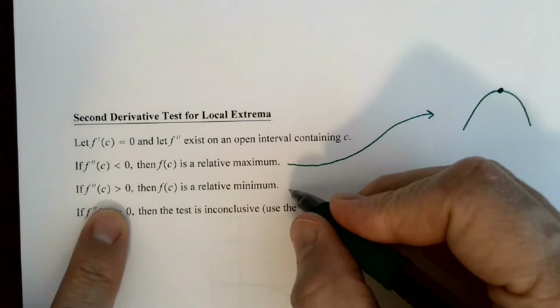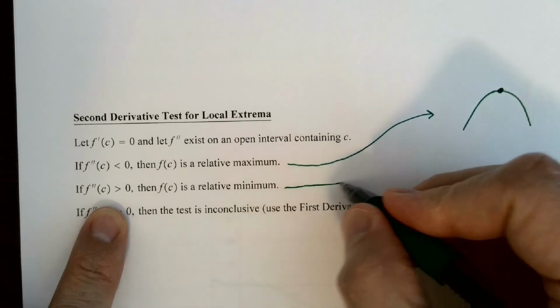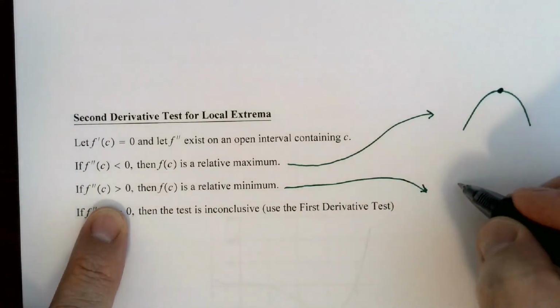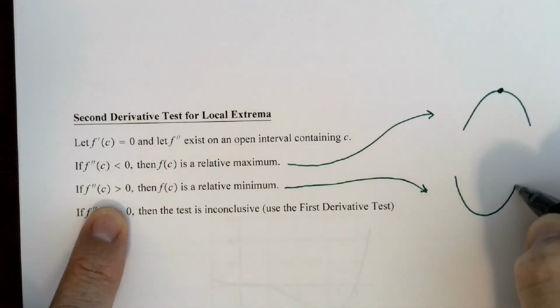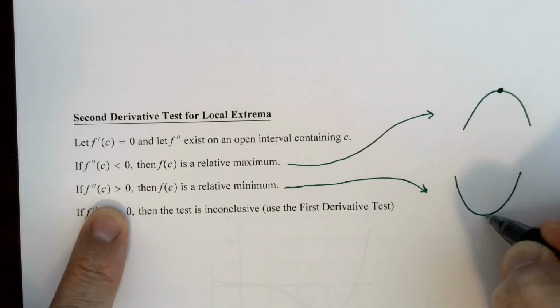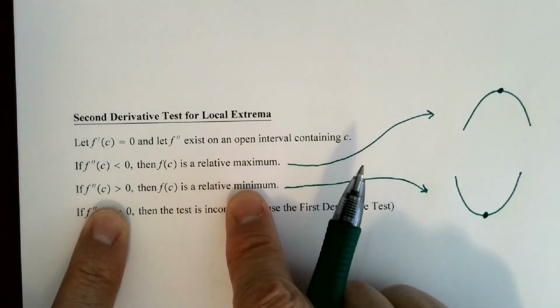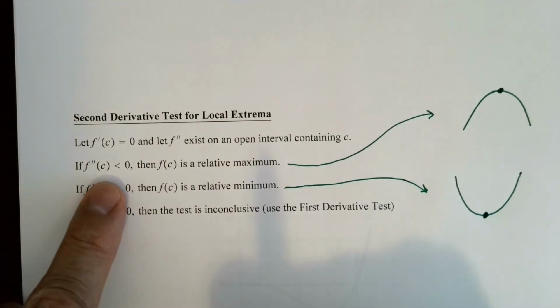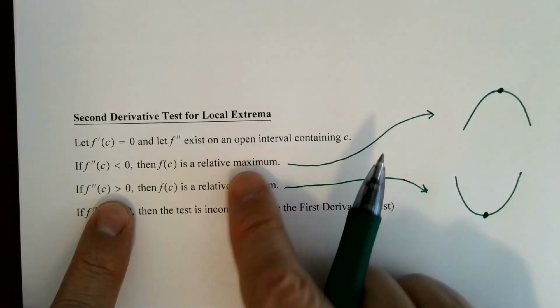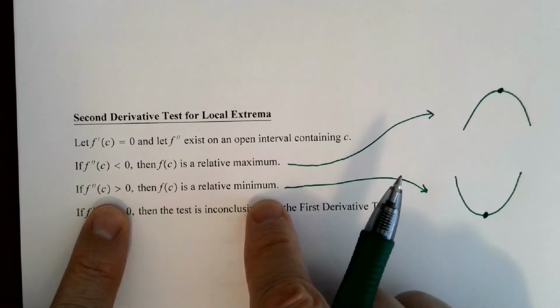In this case, the second derivative being greater than 0 means we're concave up. Where is the first derivative 0? Down here at the bottom, at the local min. So you understand why this is true. The second derivative at C is less than 0, relative max. Second derivative greater than 0, relative min.